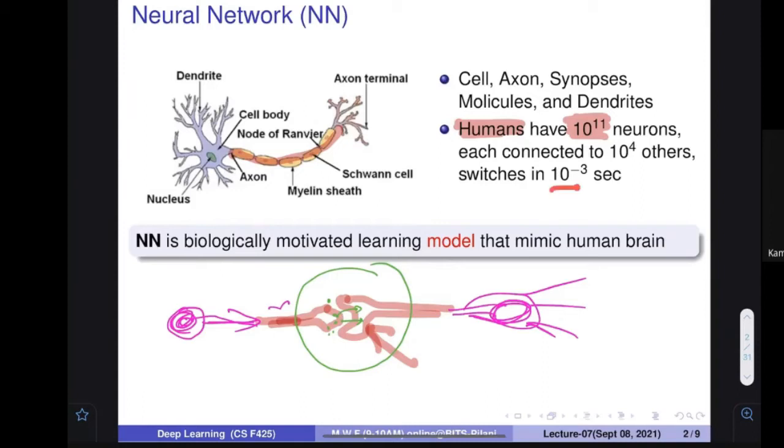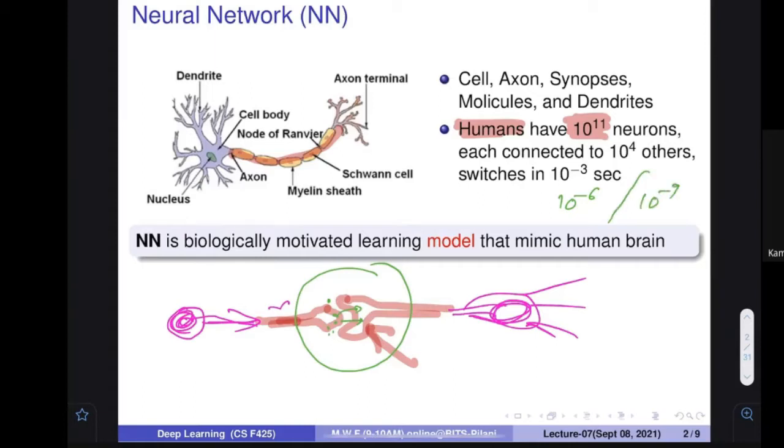However, the switching time of those things is less. 10 to the power minus 3: if you want to send a signal, it is going to take 10 to the power minus 3 seconds. When I'm telling you that the switching time is less, I'm talking in terms of the modern computer system, which has 10 to the power minus 6 second, 10 to the power minus 9 second.